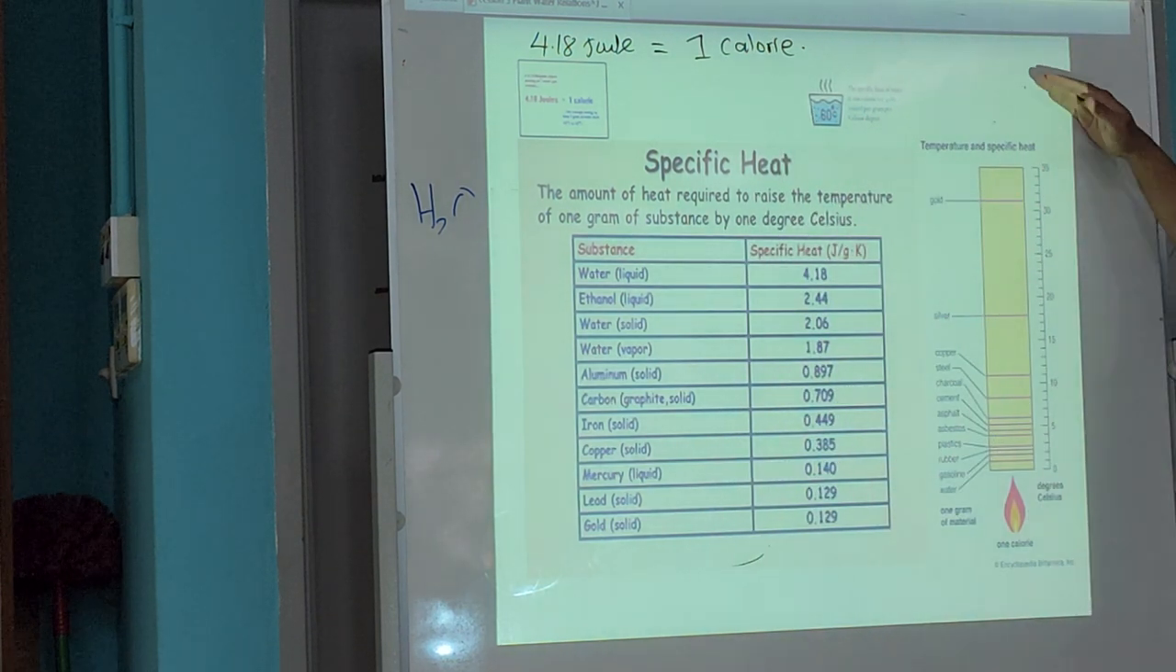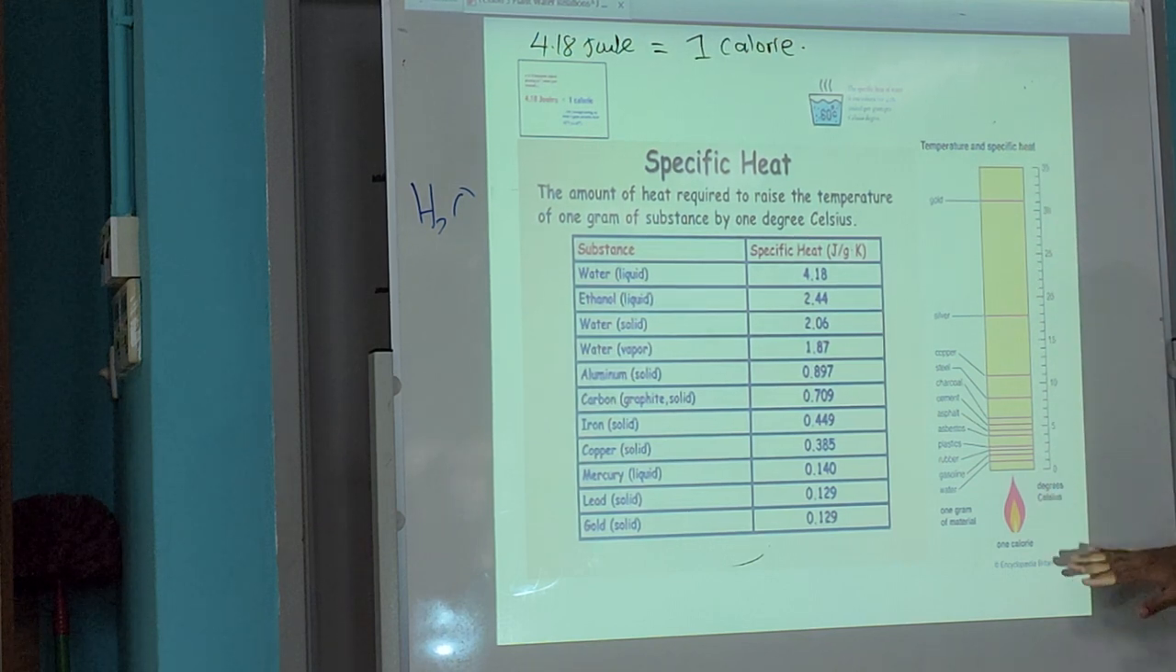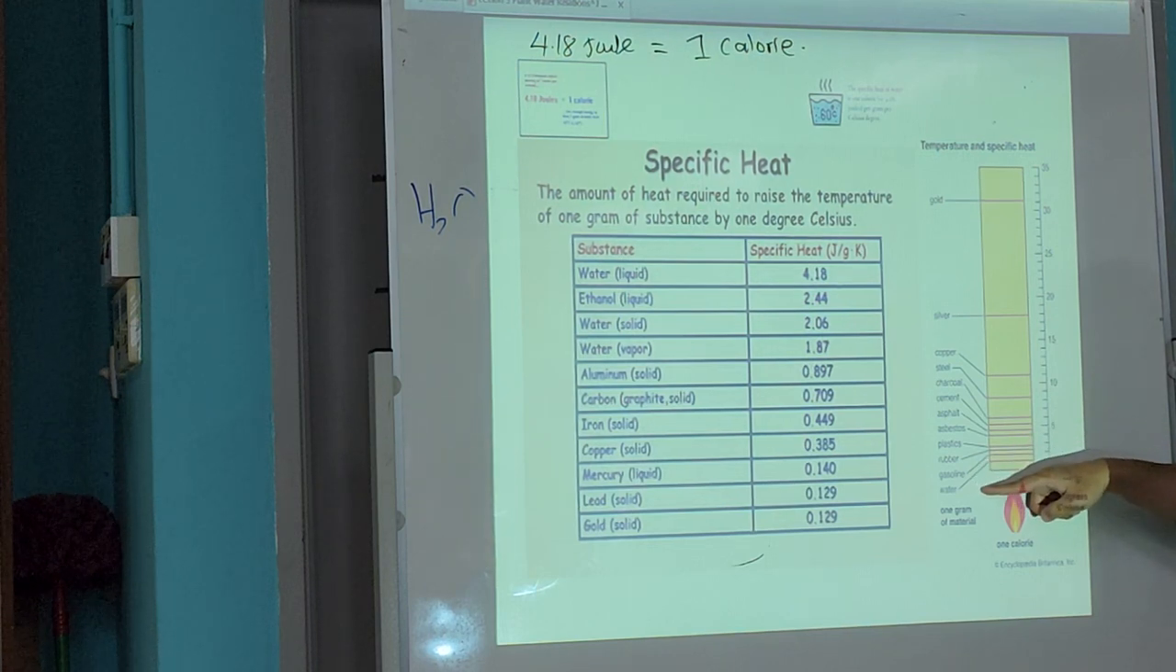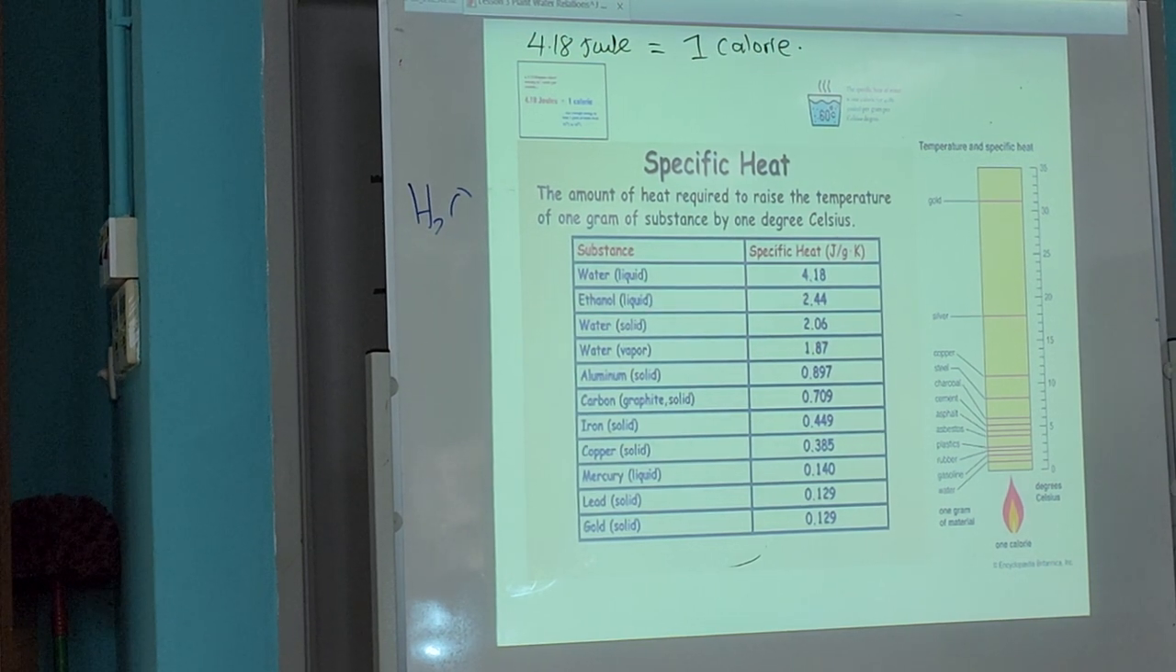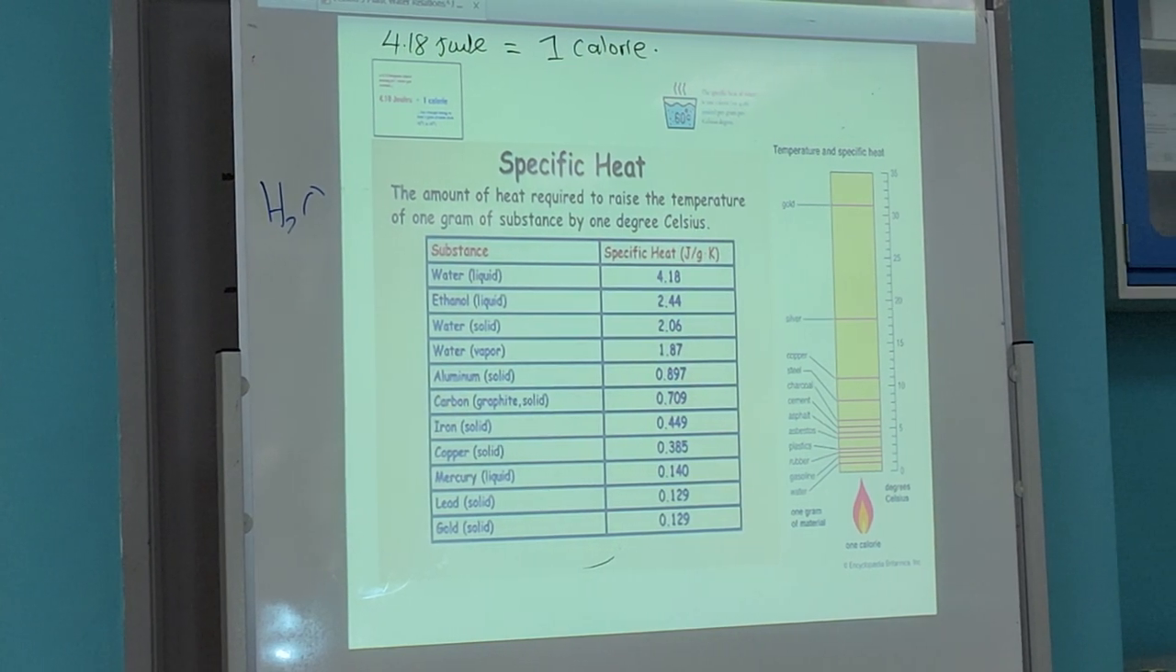Okay. So you can see that this is the temperature at specific heat. What is needed to increase the temperature of 1 gram of material. Okay. You can see that for example, water here. I want to relate this to plant actually. You know, if it's very easy to increase the temperature in water, what will happen to the plant?